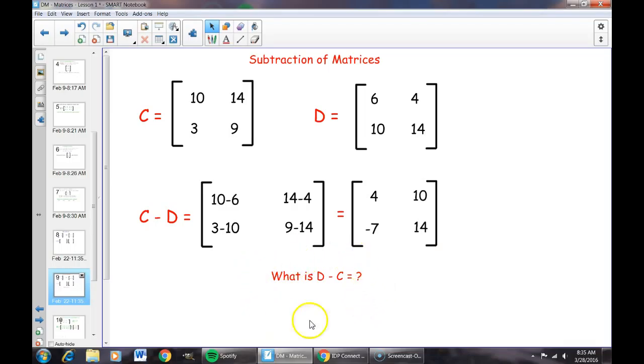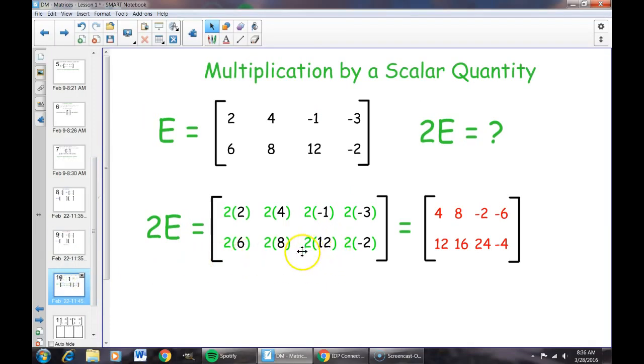Okay, so off screen or off camera, I'd like you guys to pause the video and determine what is the value of D minus C. So I'm subtracting this matrix from this one and not the other way around. And what is the relationship between this matrix and the answer for D minus C? Okay, when that's done, we'll take a look at multiplication by a scalar quantity.